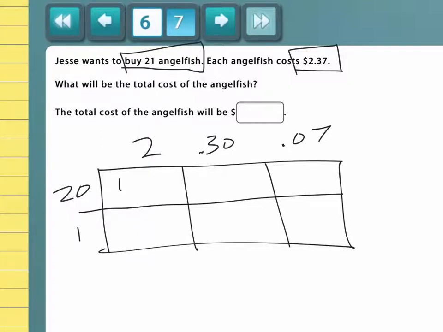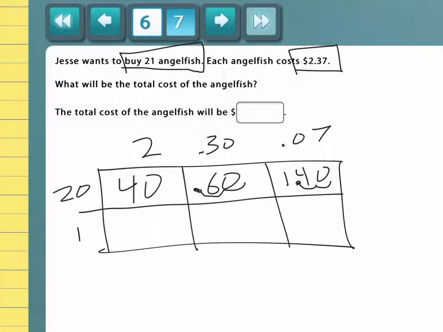Anyway, so 2 times 20 is 40. 20 times 30, remember there's 2 decimal places, so it's the same as 3 times 20, which is 60, but the decimals have to come back from vacation, so it's 0.6. Here we have 2 decimal places here. That is 20 times 7, which is 140, but there's 2 decimal places and they come back, so it's 1.4.